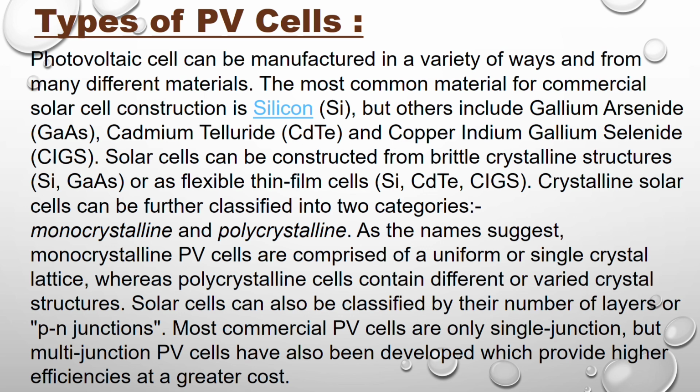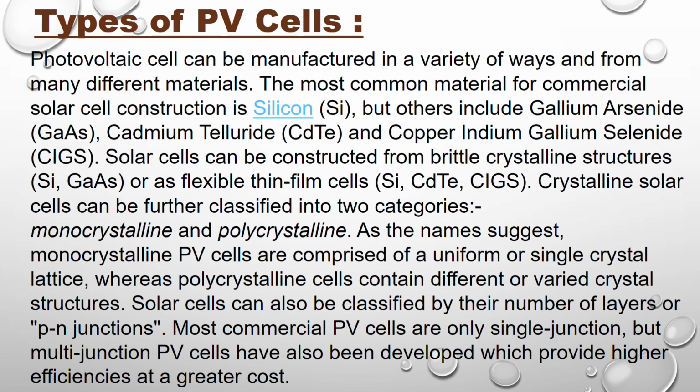Crystalline solar cells can be further classified into two categories, monocrystalline and polycrystalline. As the name suggests, monocrystalline PV cells are comprised of a uniform single crystal, whereas polycrystalline cells contain different or varied crystal structures. Solar cells can also be classified by their number of layers or PN junctions. Most commercial PV cells are only single junction, but multi-junction PV cells have also been developed, which provide higher efficiencies at a greater cost.